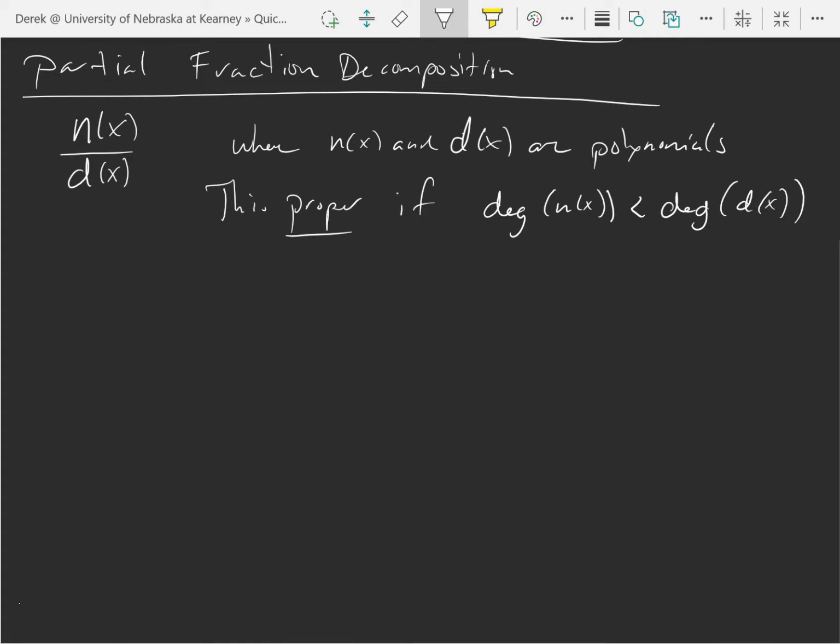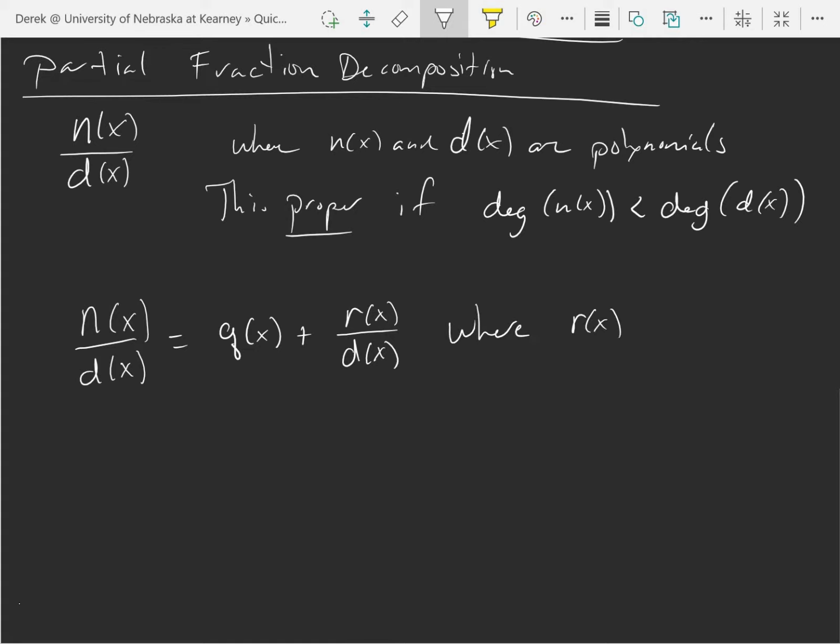Okay. And we can always put this into a nice proper fraction form by using the division algorithm. And so I do polynomial division and I get that n of x over d of x is equal to a quotient polynomial plus a remainder polynomial divided by the divisor polynomial, where r of x in degree is less than the degree of d of x, right?